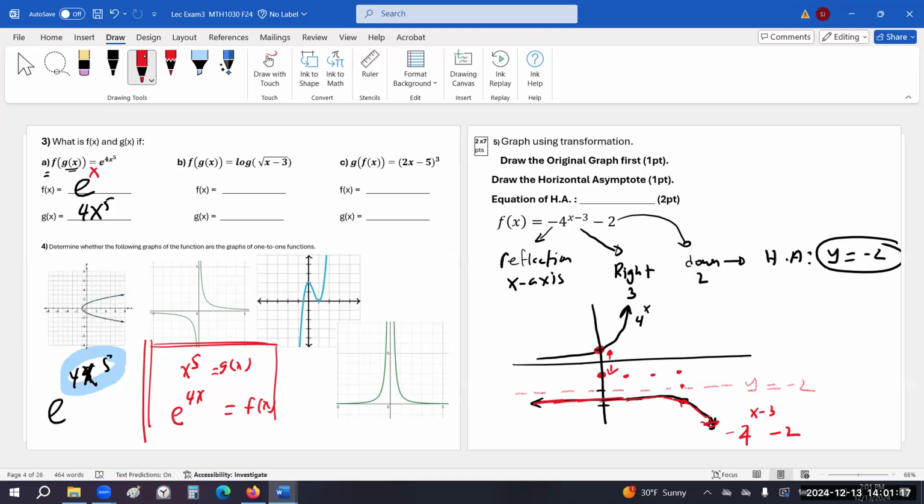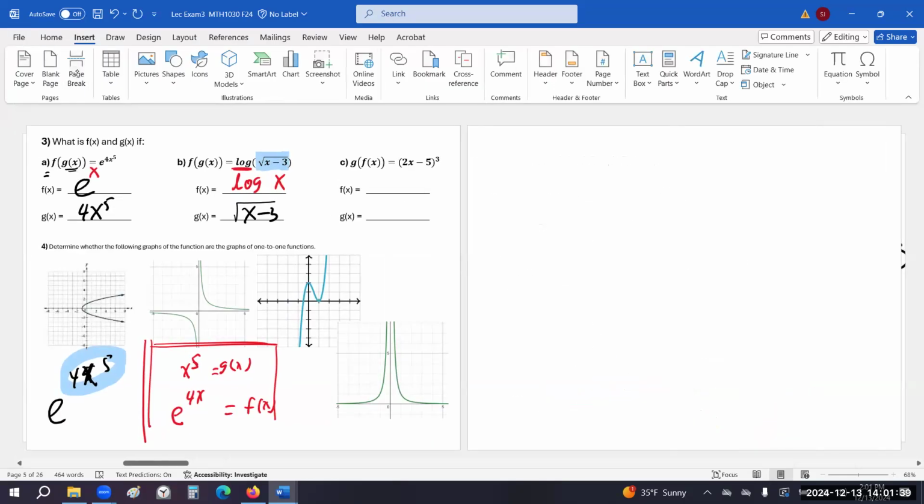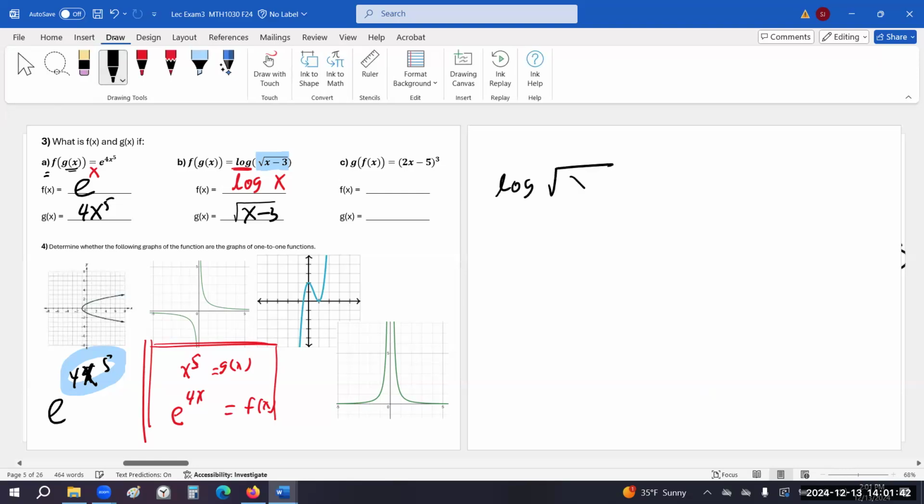Now B also has a few choices. If you think log is the outer function, then you have log x. That means everything inside here becomes the inner function. This is one choice. However, you have another choice. Log square root of x minus 3. If you think your g is x minus 3, then your outer function becomes log square root of x. See? If you have at least one of these, I give you correct.